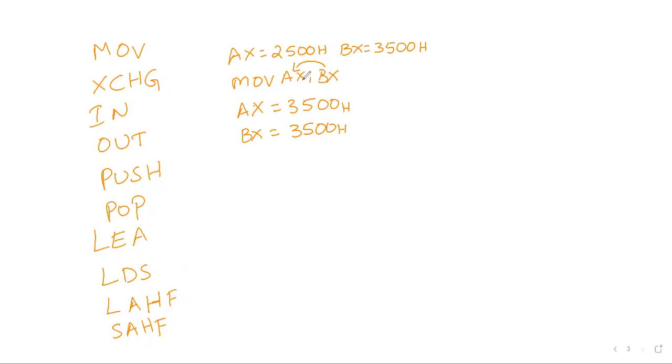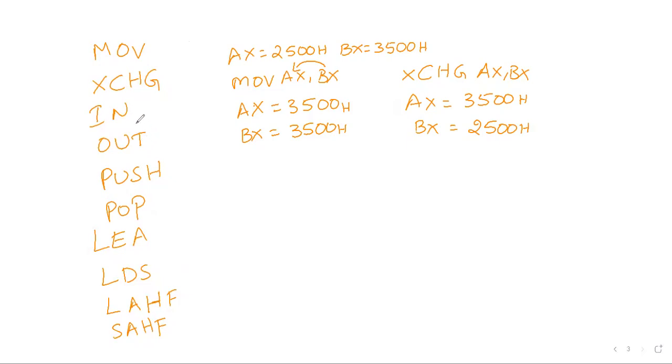So only the destination was changed, whereas in the similar instruction exchange, for example XCHG AX, BX, before the instruction AX contains 2500 and BX contains 3500. But after this instruction, AX contents change to 3500 hexa, and BX register contents change to 2500 hexa. These are exchanged. BX contents are loaded into AX, and AX contents are loaded into BX. That is the difference between move and exchange.